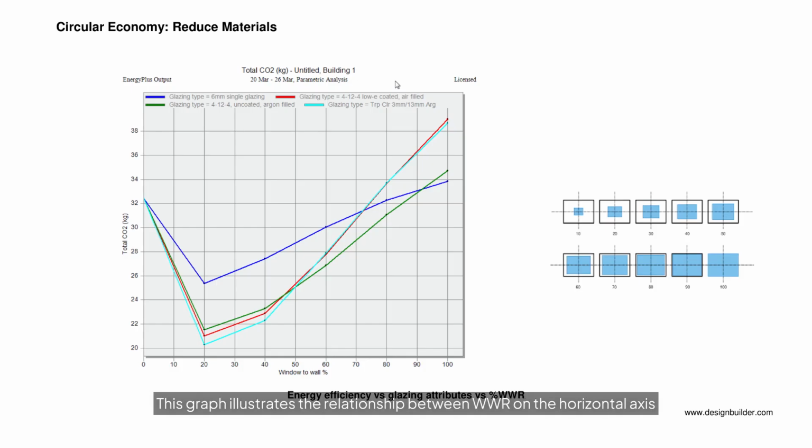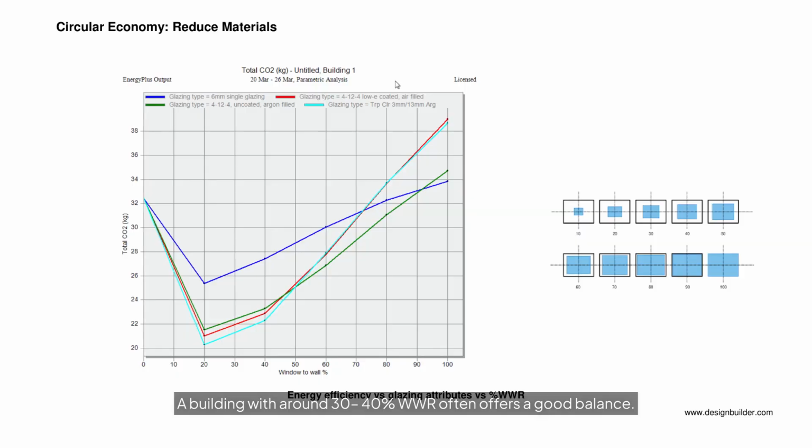This graph illustrates the relationship between WWR on the horizontal axis and total CO2 emissions on the vertical axis. Each line color represents different window glass specifications. The graph shows an optimum WWR for least emissions. Higher WWR results in higher emissions and energy costs. The optimum WWR varies depending on building types and climate conditions.